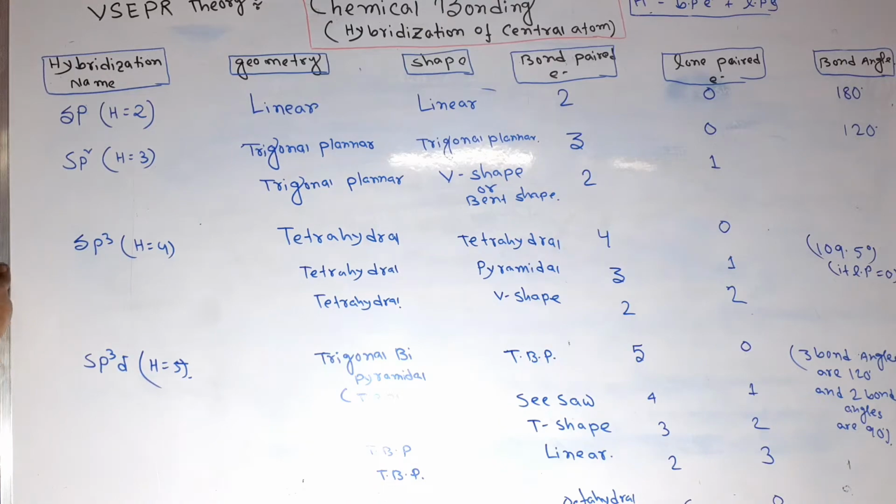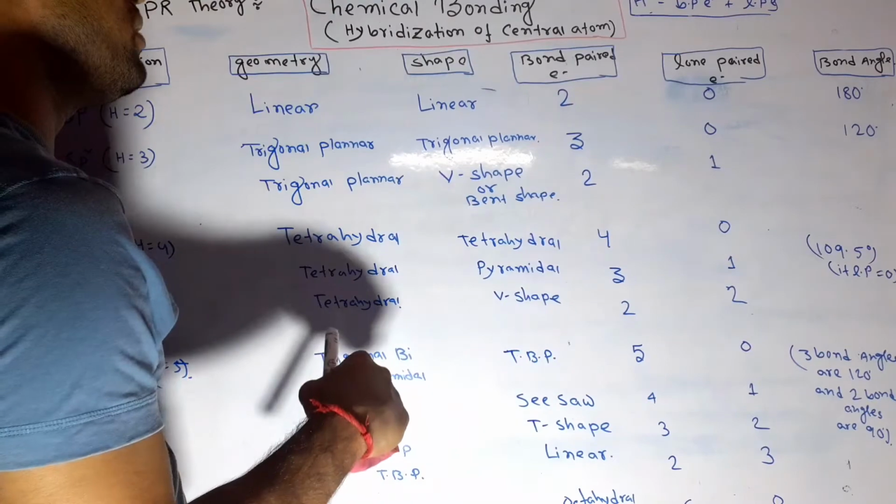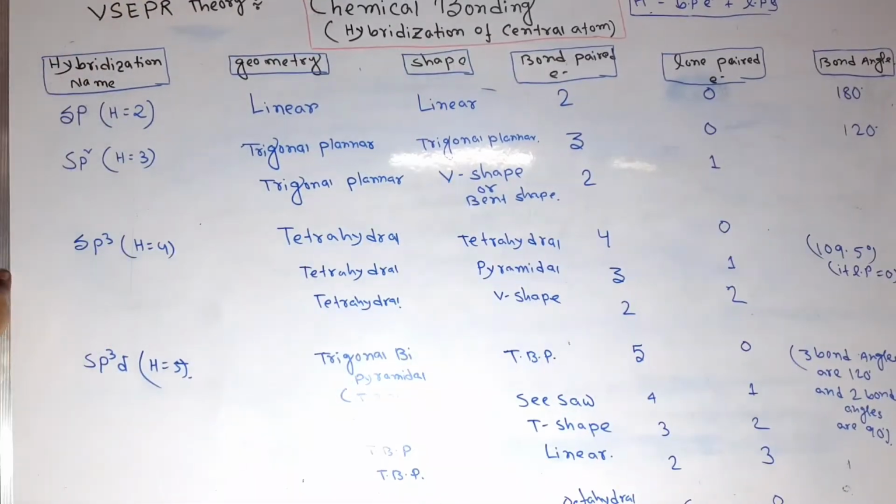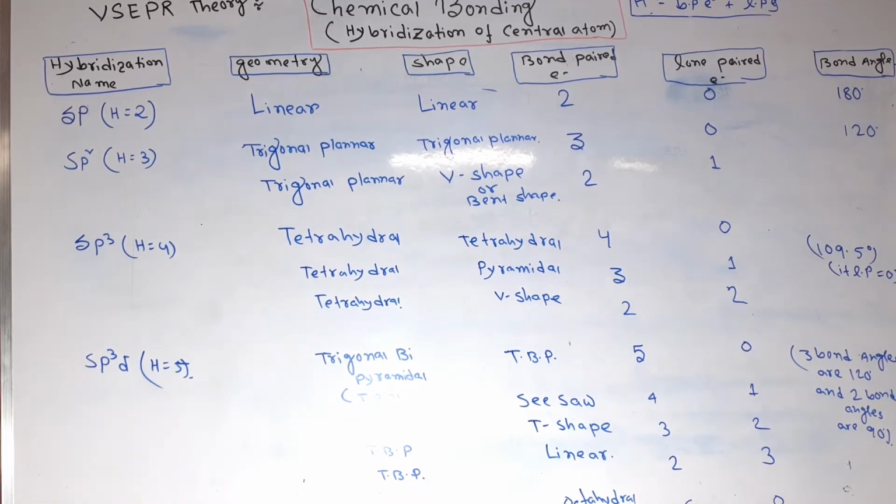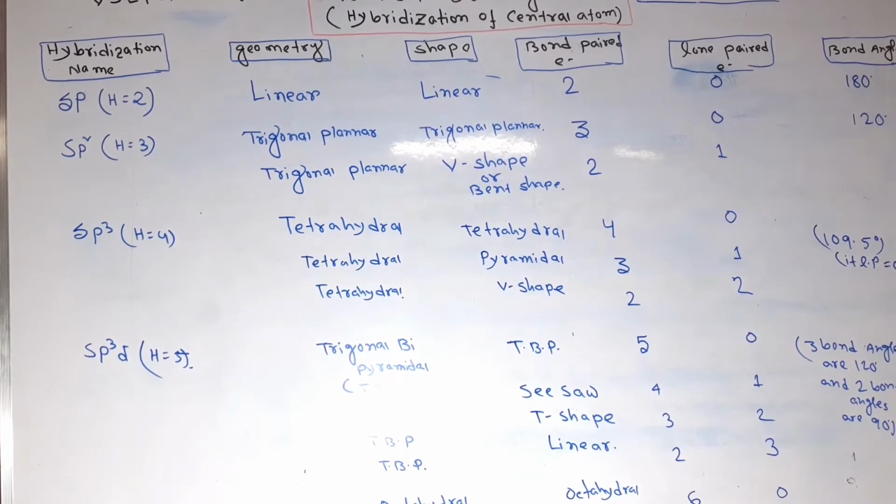So the shape of the molecules depends on the number of lone pair electrons and the number of bond pair electrons, but the geometry does not depend on lone pair electrons. Then the remaining ones are the hybridization name and bond angle.